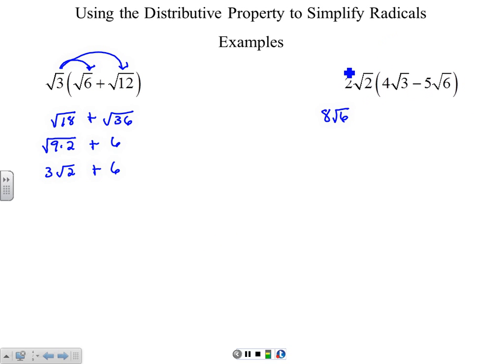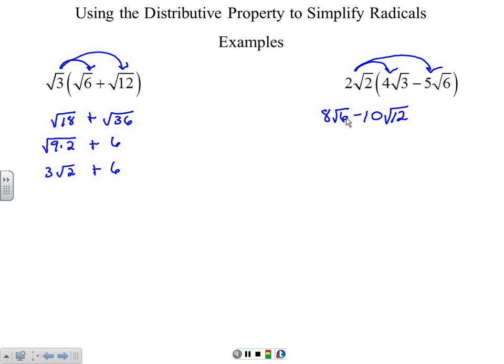And then we're going to do, again, it is the distributive property. So we went here, and now we're going to go here. So you're going to have 2 times negative 5, which is negative 10. And the square root of 2 times the square root of 6 is going to be the square root of 12. And then we need to simplify where we can.